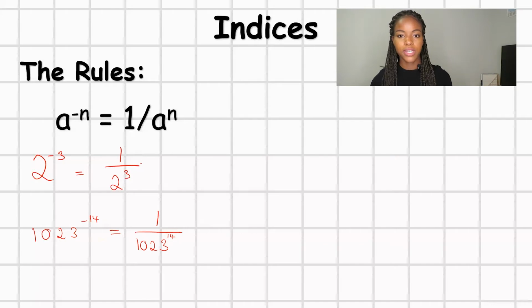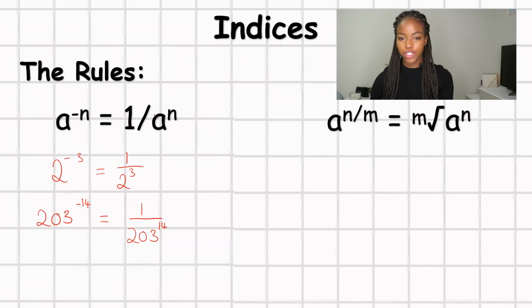So you'll probably be expected to remember this formula. It won't be in the formula booklet, but as long as you remember with negative numbers, we're just putting it under 1. So the next rule is for fractional powers. It looks a little bit more complicated, but again, it's just a matter of substituting in the numbers for the letters. It says a to the power of n over m equals m root a to the power of n.